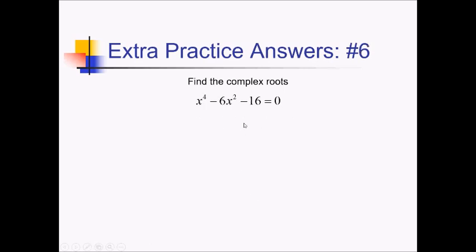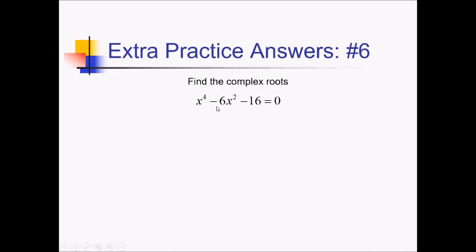For this problem, I can't take out any common factors, but I notice we've got x to the 4th, x squared, constant. That's quadratic form. So I'm just going to try factoring this like a quadratic, and I'll use x squared wherever I would normally use x. So factors of negative 16 that add up to negative 6. 1 and 16 doesn't do it, but how about positive 2 and negative 8? That would add up to negative 6.